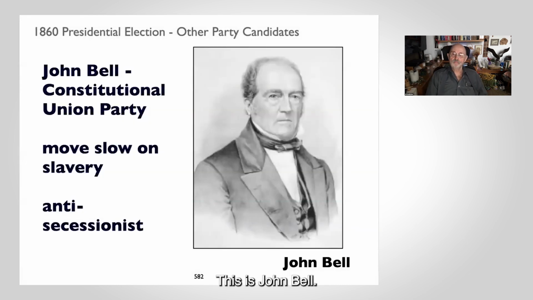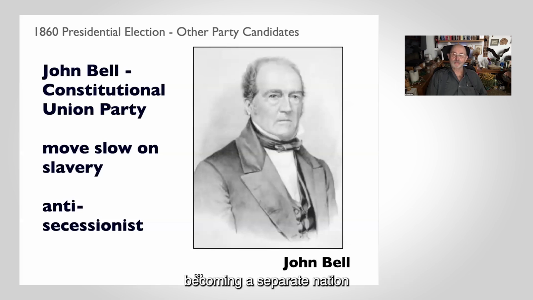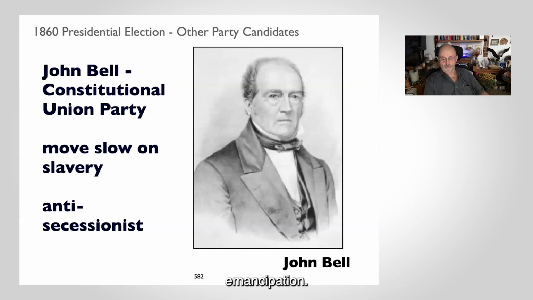This is John Bell, Constitutional Union Party. He wanted you to move slow on slavery. You can't secede from the Union. He was opposed to that. There was talk in the 1860s about states seceding, becoming a separate nation. As a candidate, he said, no, you can't secede. And he also said you don't just end slavery, bingo. It's got to be slow emancipation.